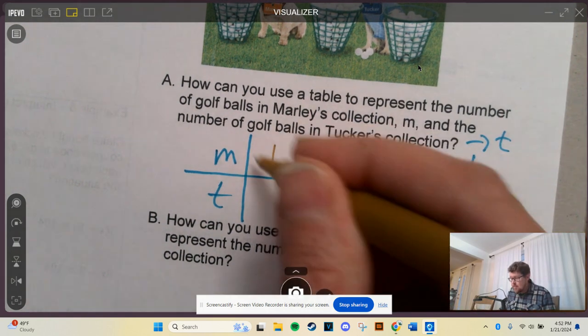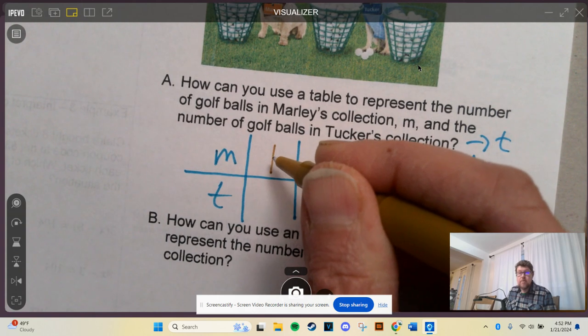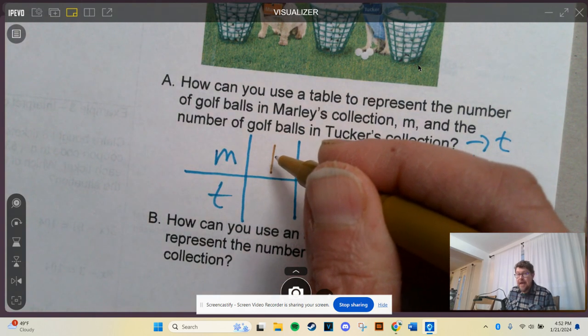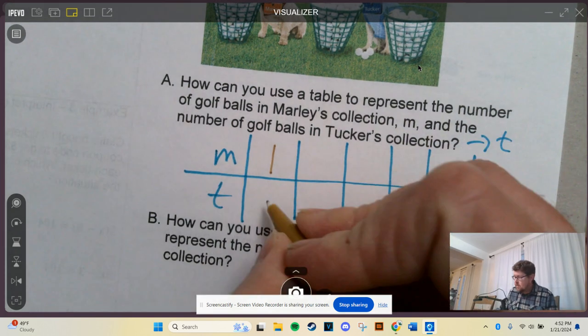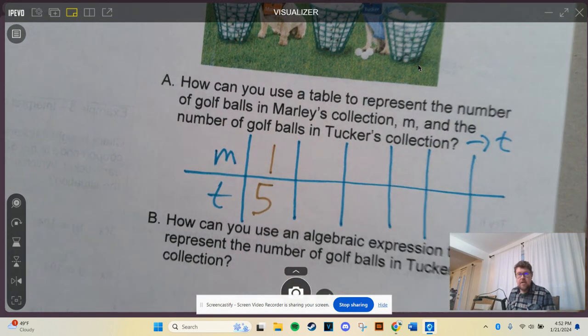So we take that number of golf balls that Marley collects and we multiply it by 2. So 1 times 2 is 2. And then we add 3 onto that. So it's 1 times 2 is 2, plus 3 is 5. So we get to how many Tucker collects right there.